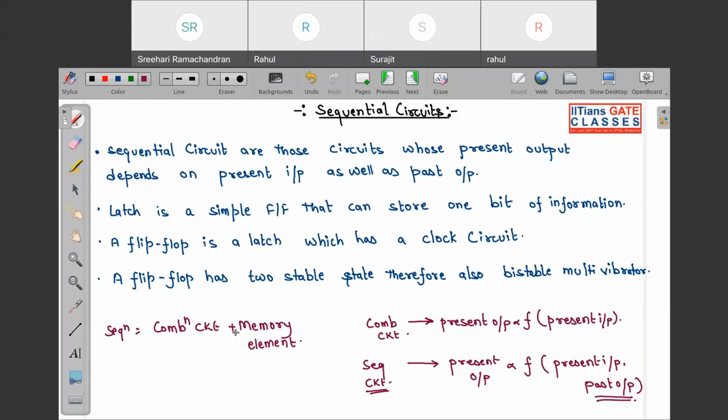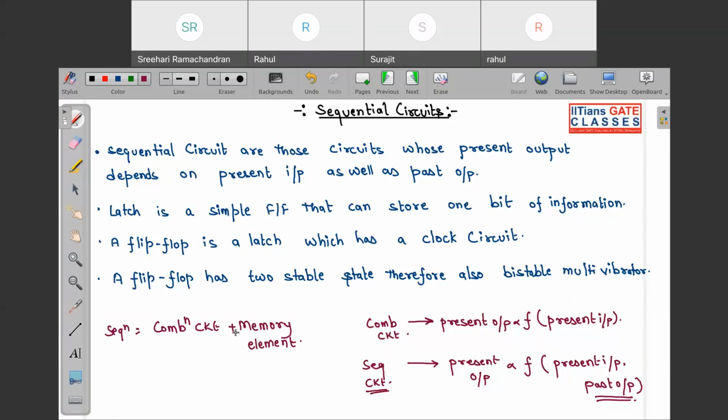Okay, so a sequential circuit is basically a combination of a combinational circuit as well as a memory element. One of the simplest sequential circuits is a latch. A latch is a cross-coupled NOR gate or NAND gate that we are going to see. And a flip flop is basically a latch that has a clock circuit.